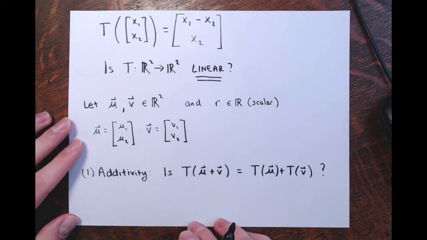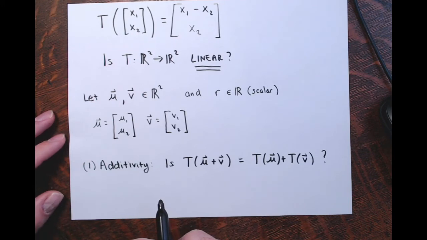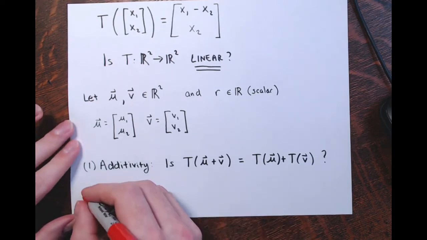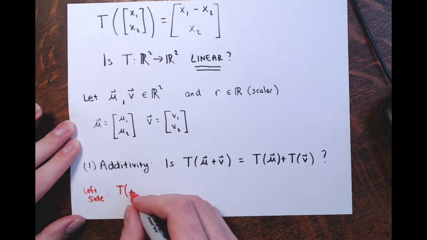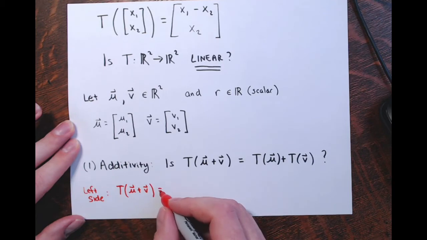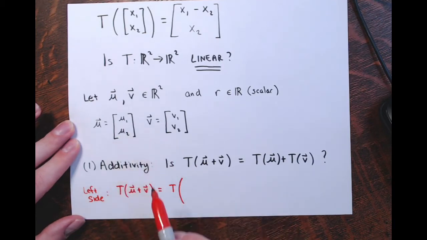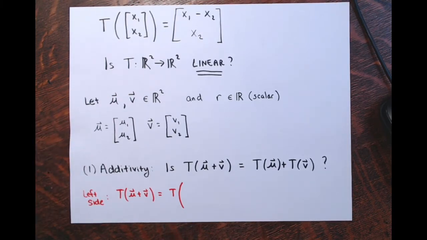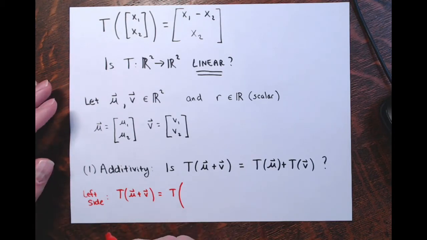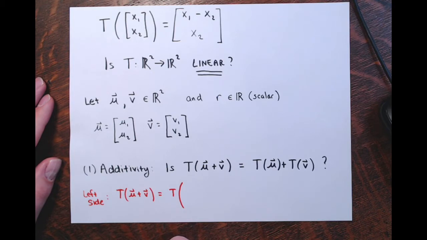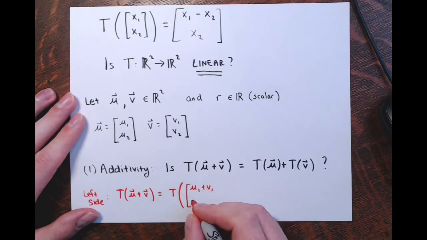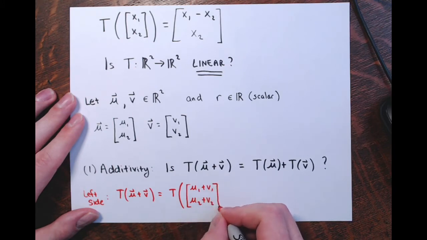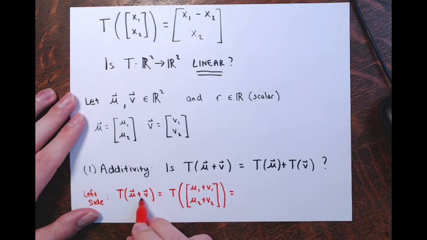So what I like to do is look at one side, then the other, and see if we end up getting the same expression. Let's take a look at the left side: T of u plus v. Unless they've mentioned otherwise, we're going to assume that vector addition is the usual vector addition in Euclidean spaces. So u plus v would be u1 plus v1 for the first component, u2 plus v2 for the second component. I add the vectors first, and then I apply T.